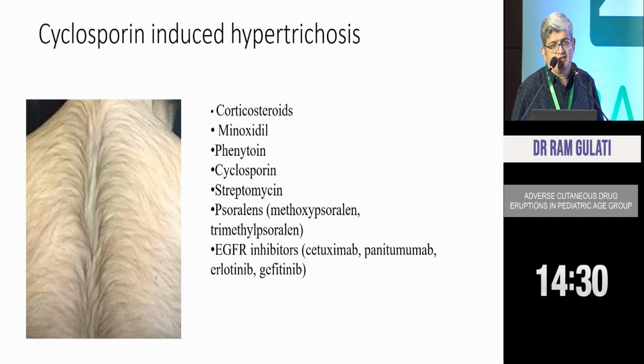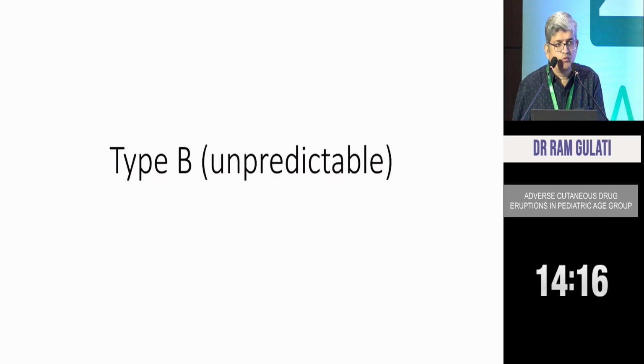Cyclosporin-induced hypertrichosis, again, there are multiple drugs which can cause hypertrichosis as listed there. And these are, again, predictable ones. So these are all type A, which you will know can happen. And you can probably modify your medication, you can probably reduce the dosage, and you can tackle them. But what we have a problem with is the unpredictable or the type B reactions.